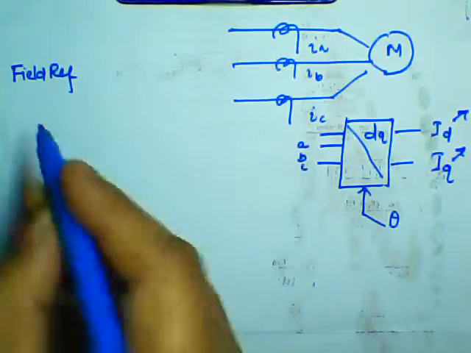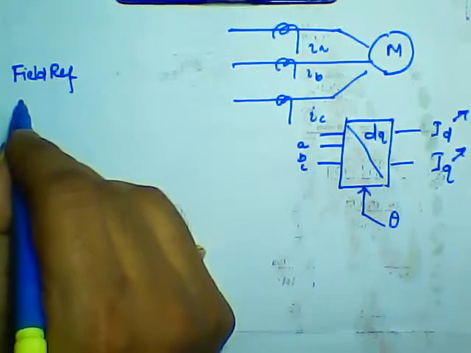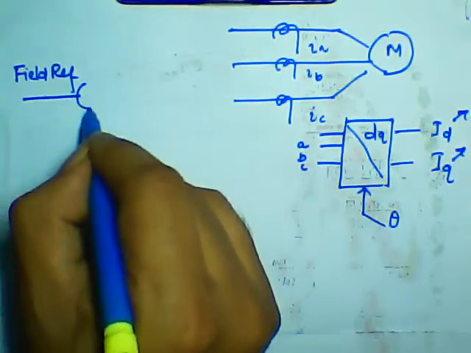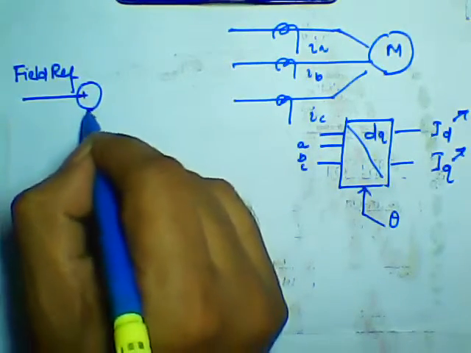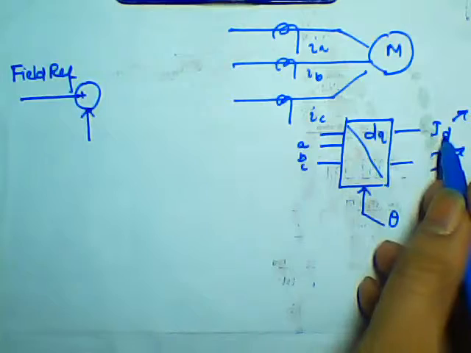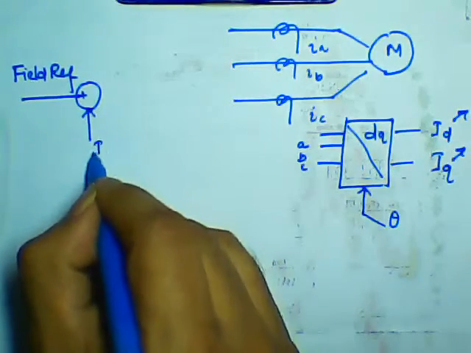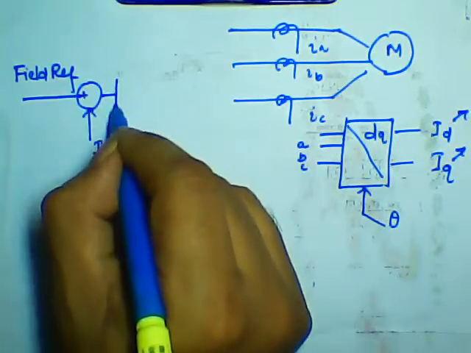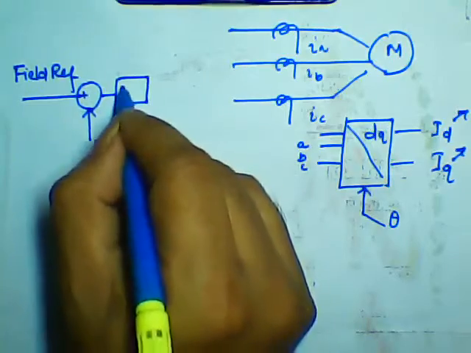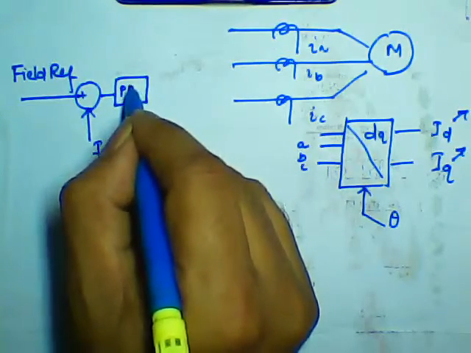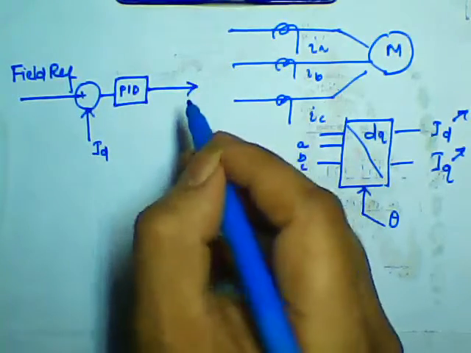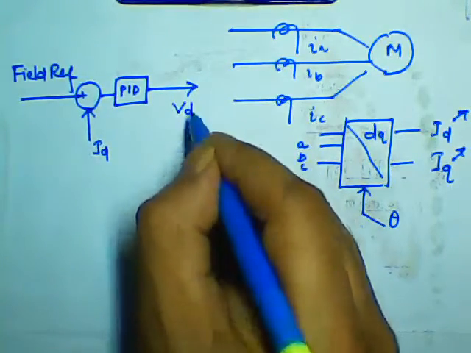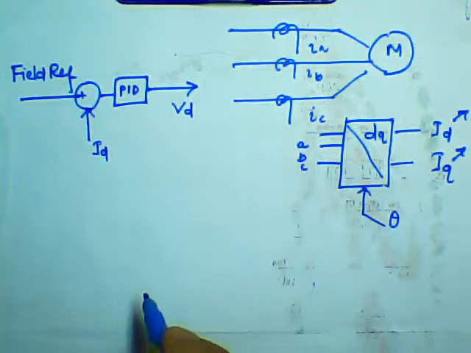Okay, this is my field reference, which I am comparing, and the feedback I am taking from this ID. And here there is a flux controller, a PID or PI, whatever it may be, and from there I am generating the direct axis voltage. So this is one part.